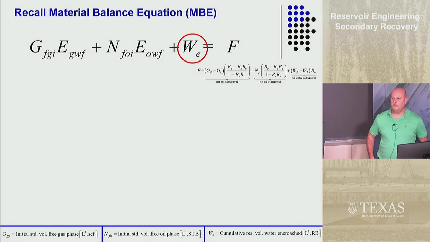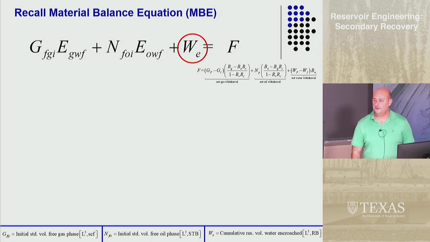Okay, so let's go back to the material balance equation. This probably looks familiar to you all, right? If it doesn't, then that's even more of a reason to go back and watch that summary video. But the material balance equation is something that reservoir engineers use to make predictions about the original oil and gas in place. And that's effectively what the GFGI and the NFOI are, right? So that's the free gas in place in standard cubic feet. This is the free oil in place in stock tank barrels.